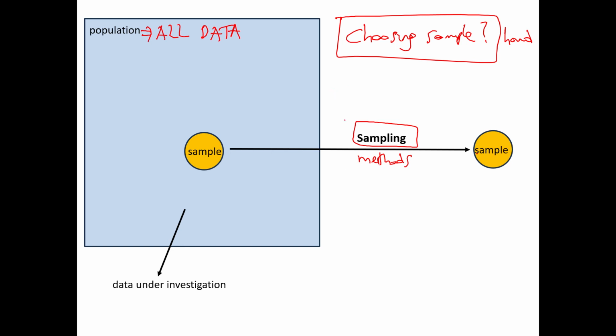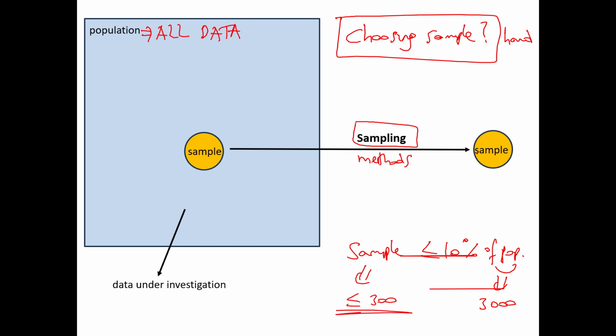But generally what we do is say that the sample should be less than 10% of the population. Say that the population is 3000, then the sample should be less than 300. This is the general rule. We go with 10% of the population for our sample.